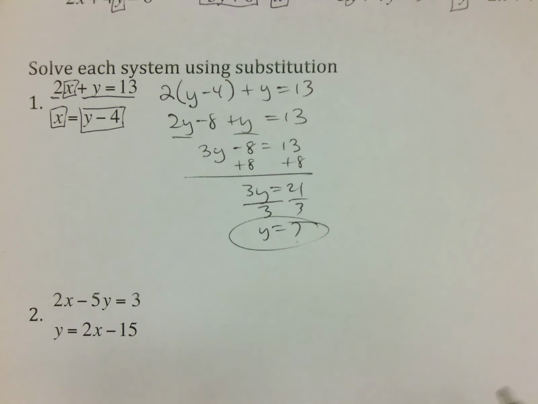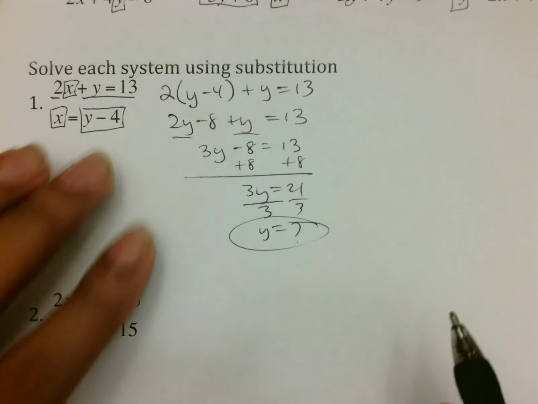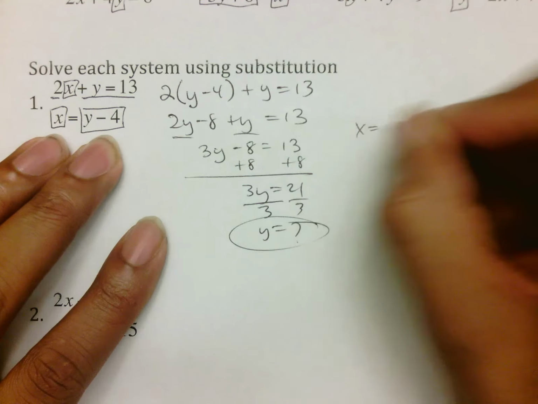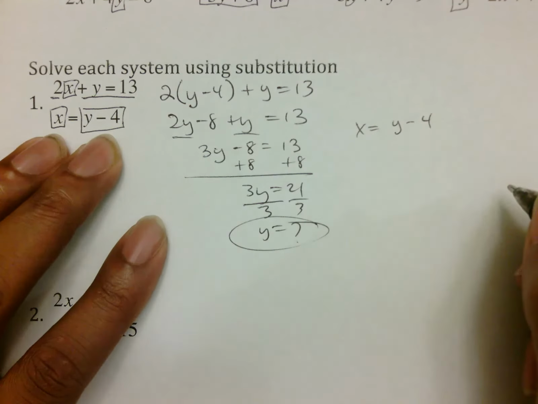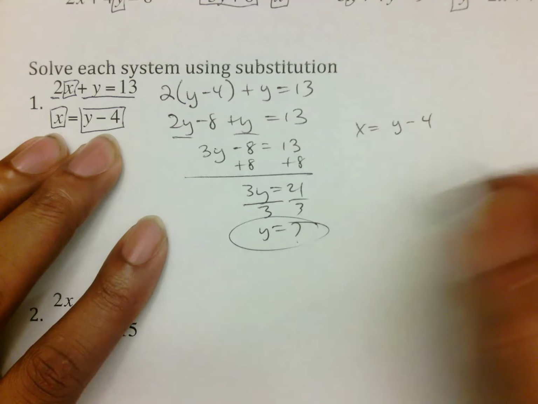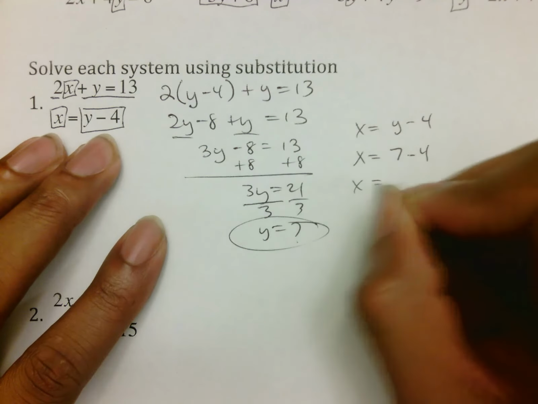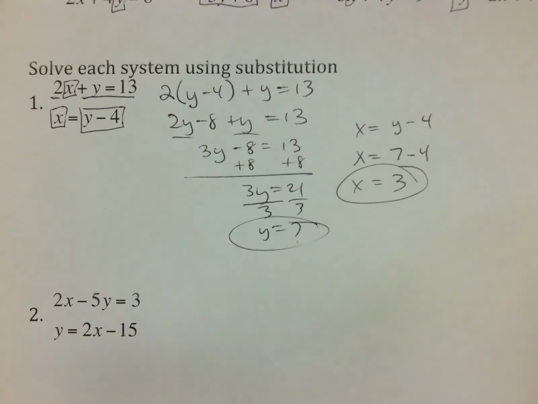So I'm going to do both of them really just to show you real fast, but I will start out with the easier one, which to me is the one that has the variable by itself. Write that equation out, x equals y minus 4, except now that we know that y is equal to 7, we can put it down as x equals 7 minus 4, which means that x is 3.